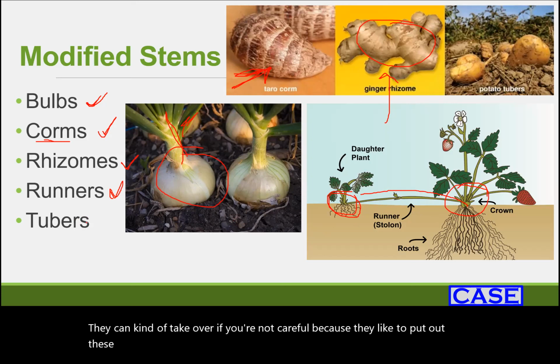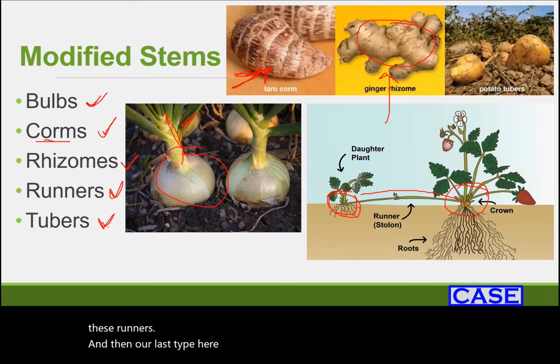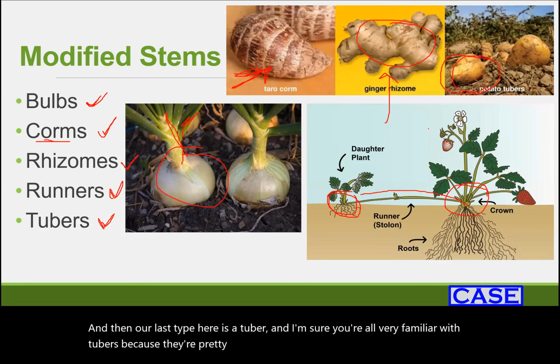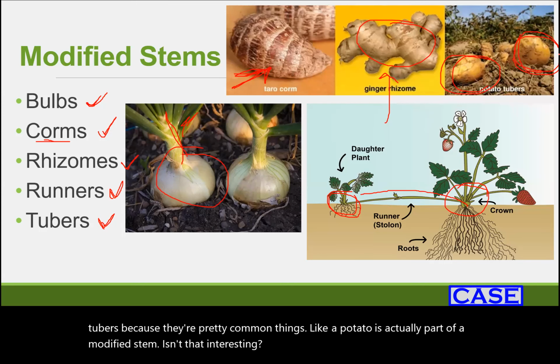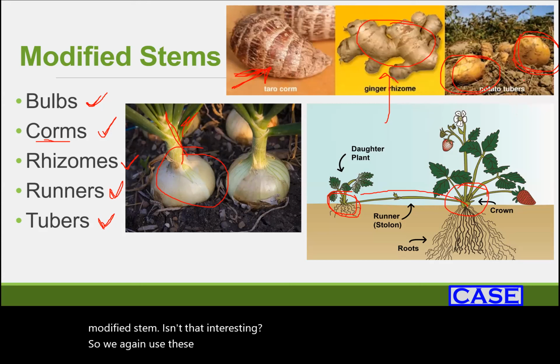And then our last type here is a tuber, and I'm sure you're all very familiar with tubers because they're pretty common. Things like a potato is actually part of a modified stem. Isn't that interesting? So we again use these for food. We use them in cooking, so there's a lot of energy in that part of the stem.